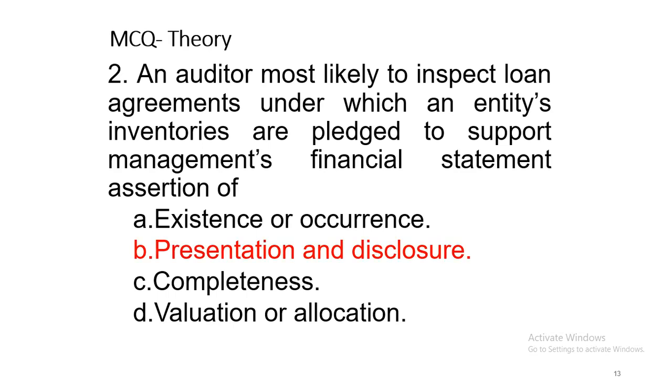Okay, so the answer for this one is B, presentation and disclosure. We're going to check for proper disclosure requirements in the notes to the financial statements, especially for those inventories that are pledged as collateral, to make sure that all of the information needed will be available to the users of the financial statements.